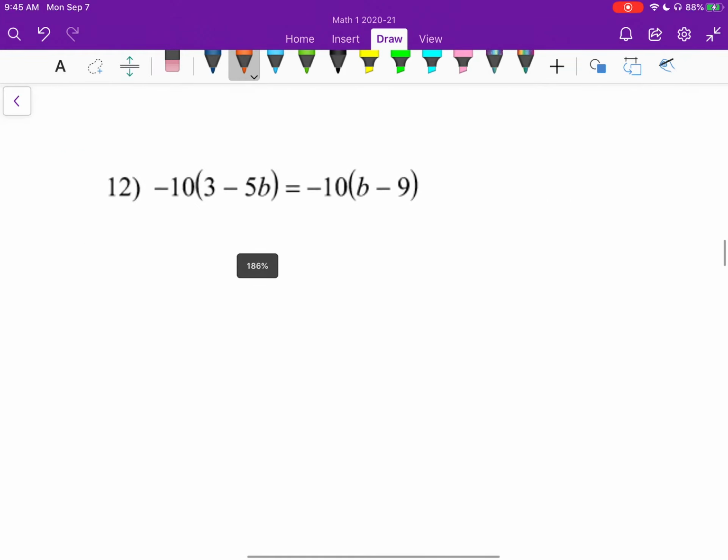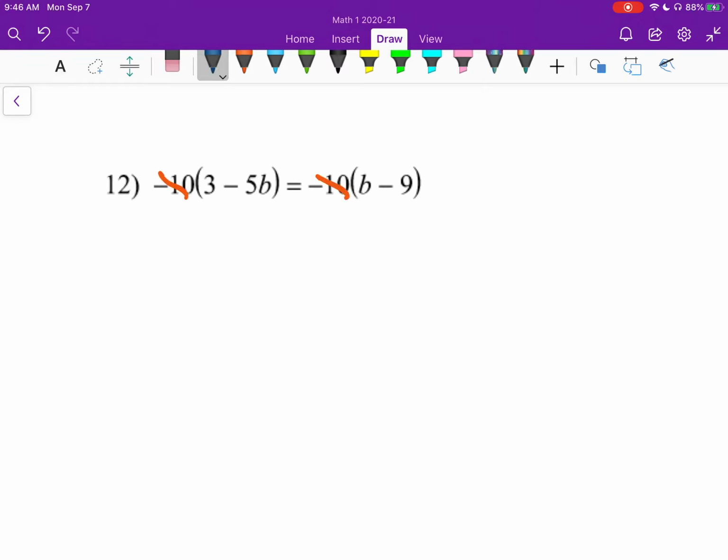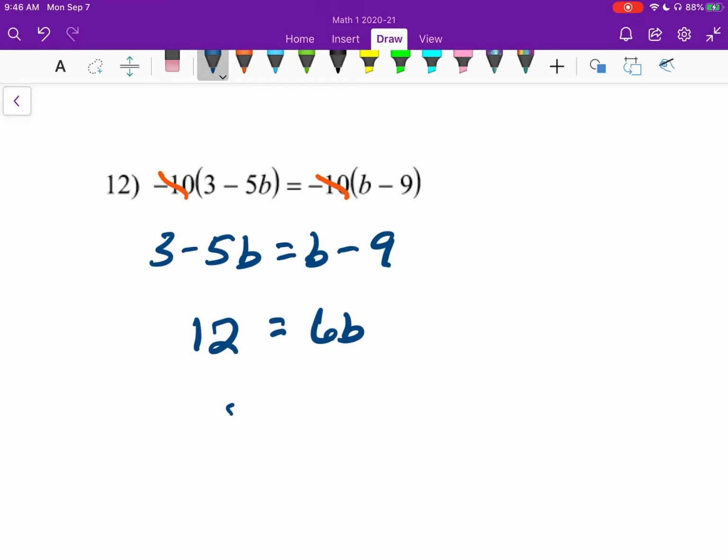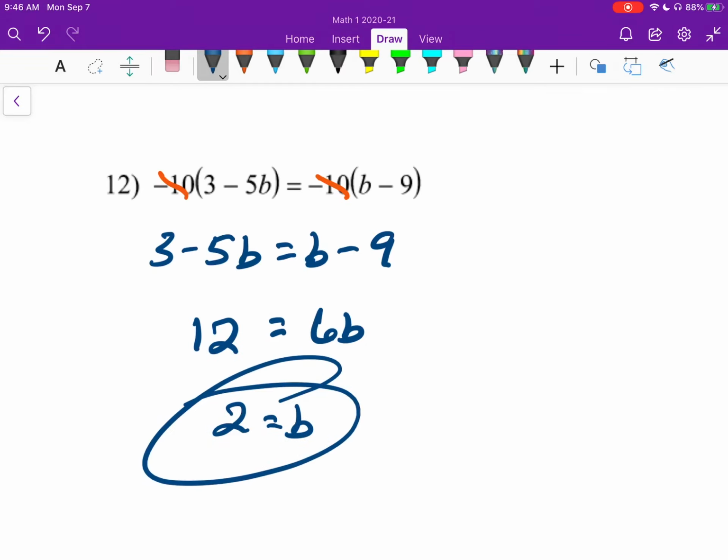Number 12, I've got a negative 10 on both sides, so I'm just going to divide by negative 10 and cancel those out. So I get 3 minus 5b equals b minus 9. This is going to be 6b equals 12, and 2 equals b.